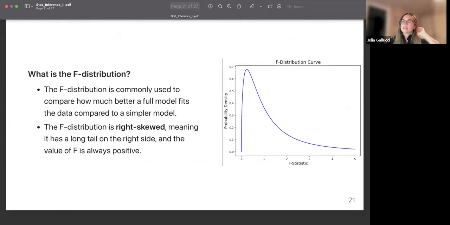So the F distribution, once again, is commonly used to compare how much better a model fits the data compared to a simpler model. So the F distribution has this really long tail on the right side here, and this means that the majority of the values are clustered around 0. But there's this possibility of a very large value. And the F statistic can never be negative, because if you remember, the F statistic is this ratio of explained variance versus unexplained variance. And since variances are always positive, the F statistic as such is also always positive.